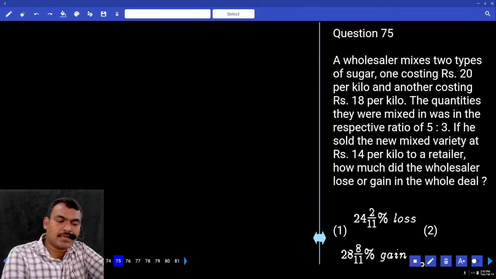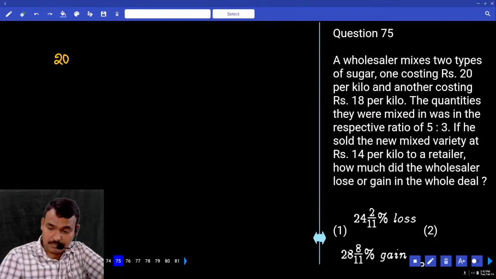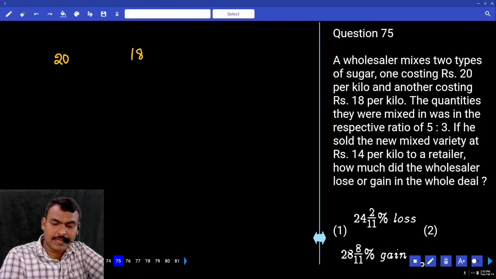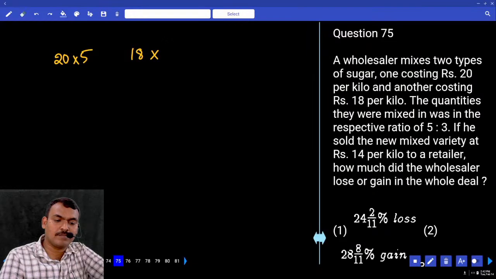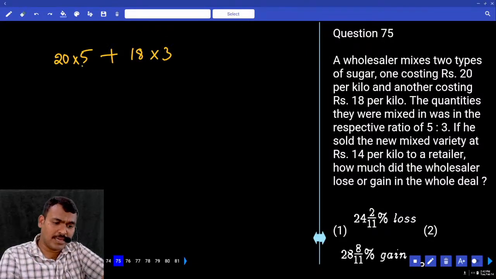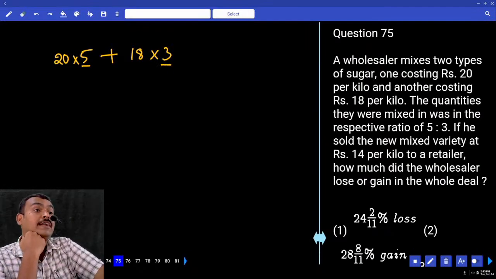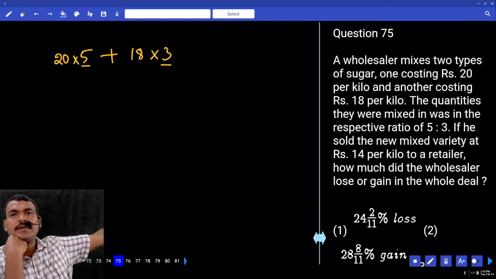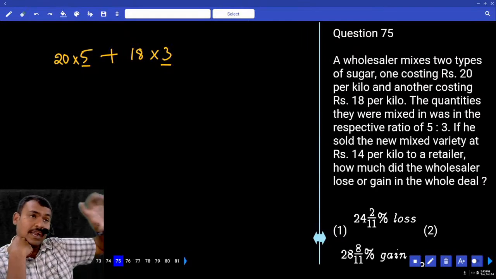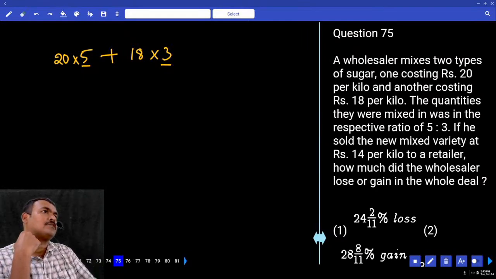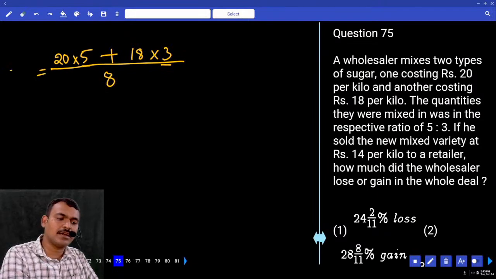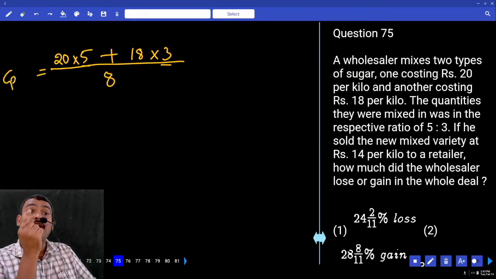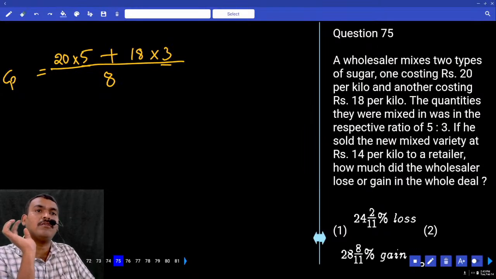First one, what is the per kg value? 20. Second one, per kg value 18. What is the first one's quantity? 5 kgs. Second one's quantity 3 kgs. These two added, we get the total of how many kgs? 8 kgs. Divide by 8, we get the cost price of 1 kg. Cost price of 1 kg of the mixture.